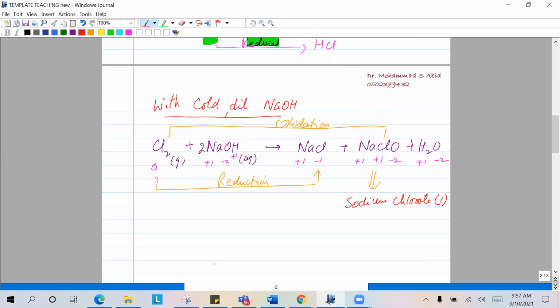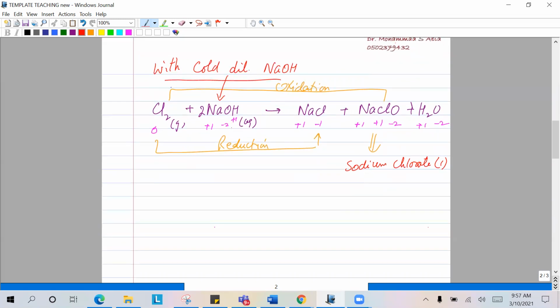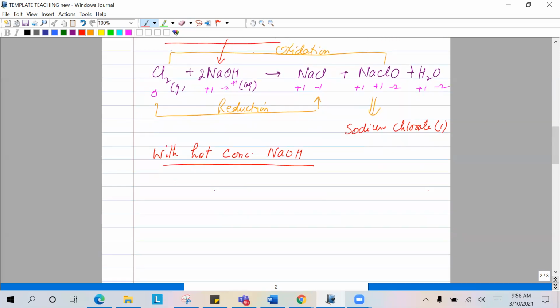Now remember, this is under cold and dilute conditions. If this was with hot and concentrated NaOH, it will never be hot and dilute, it will be hot and concentrated. Same reaction, chlorine plus NaOH. In this case, this is hot and concentrated, and you get NaCl plus NaClO3 plus H2O.